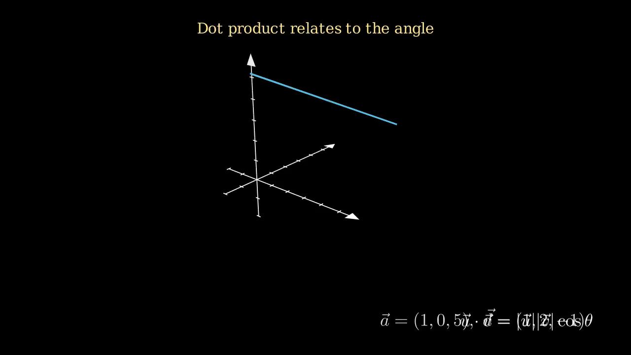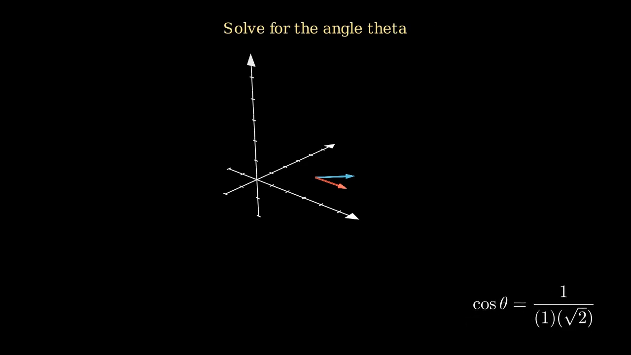The dot product of u and v equals 1 times 1 plus 0 times 1 plus 0 times 0, which equals 1. Now the magnitude of u is 1 and the magnitude of v is the square root of 1 squared plus 1 squared, which is the square root of 2. So cosine of theta equals 1 divided by 1 times the square root of 2. Taking the inverse cosine of that gives theta equals 45 degrees.